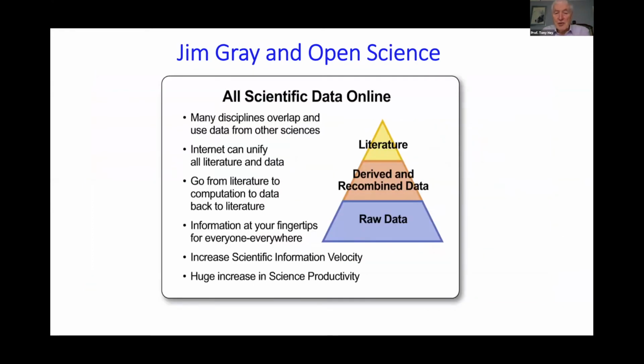The last example comes back to Jim Gray, for whom we actually produced the Fourth Paradigm book. His vision was that you can go from the literature, of which he was a passionate advocate of open access, and he worked with the National Library of Medicine in the US, which was one of the pioneers. He wanted to go from the paper in the National Library of Medicine to the data that produced it. They have lots of databases. You can add your own data, put those together, do more research on that and publish a new paper and so on. So go from literature to computation to data back to literature. This was the cycle he thought you could dramatically speed up. Information at your fingertips for everyone, everywhere, a huge increase in what he called information velocity and scientific productivity.